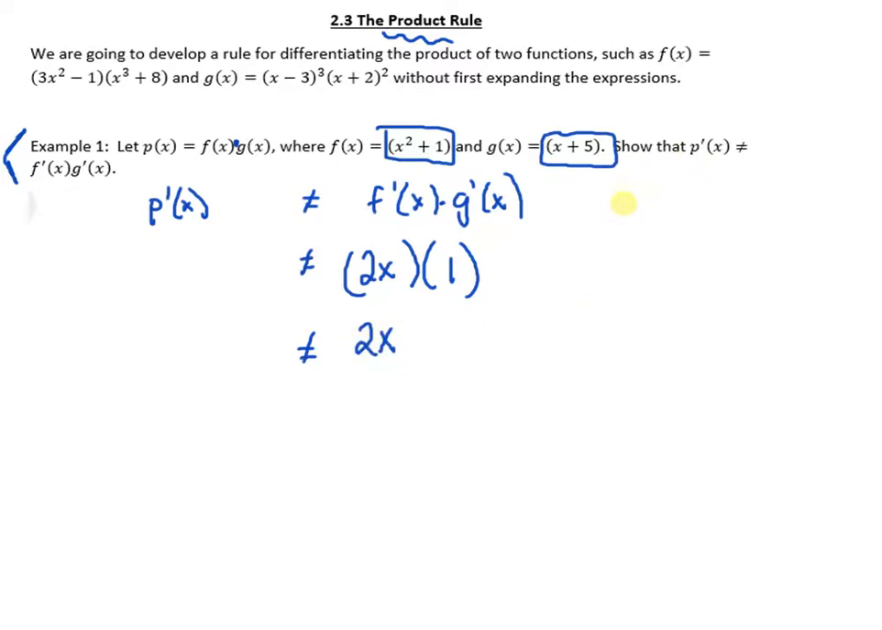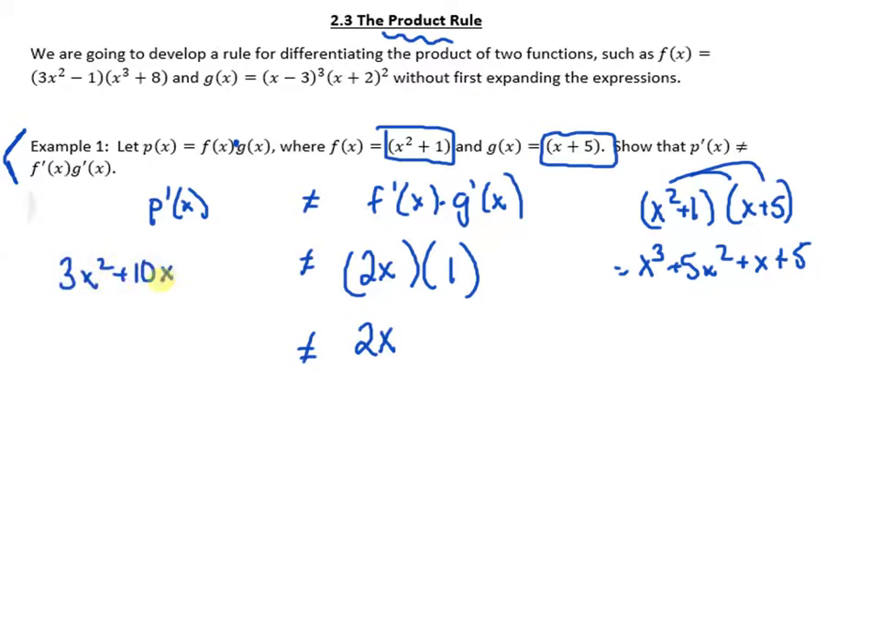For p prime at x, just over here on the side, I'm going to simply expand these brackets. I get x cubed plus 5x squared plus x plus 5. Now the derivative is 3x squared plus 10x plus 1. It is easy to see that 3x squared plus 10x plus 1 does not equal 2x. So just to recap, we cannot take both the derivative of f at x and the derivative of g at x and then just multiply them. It does not work like that.